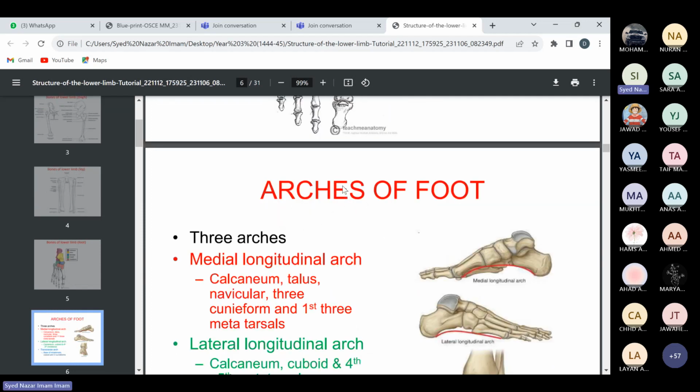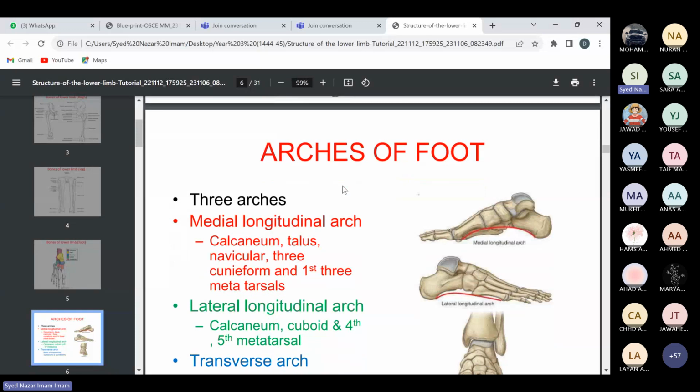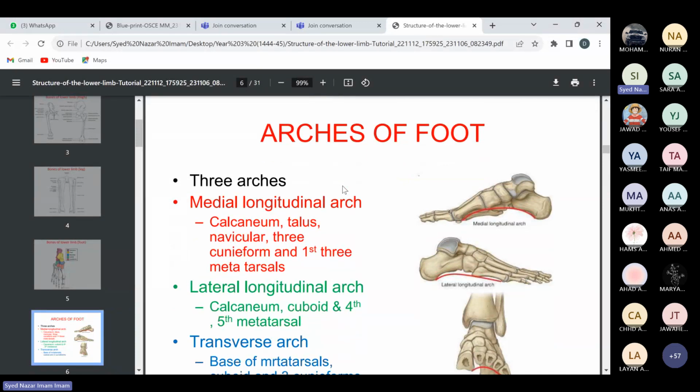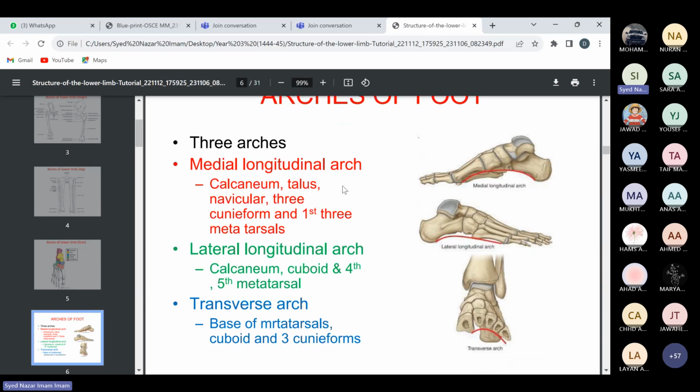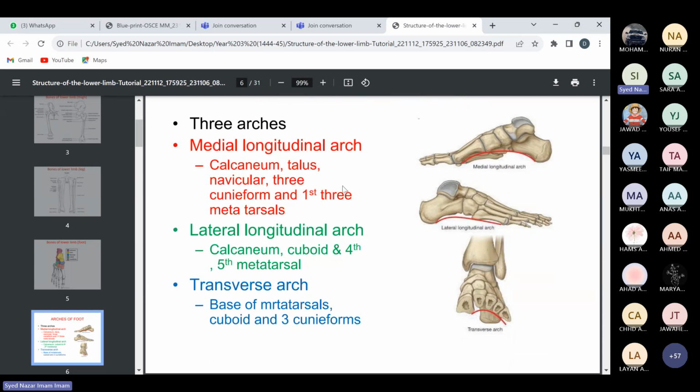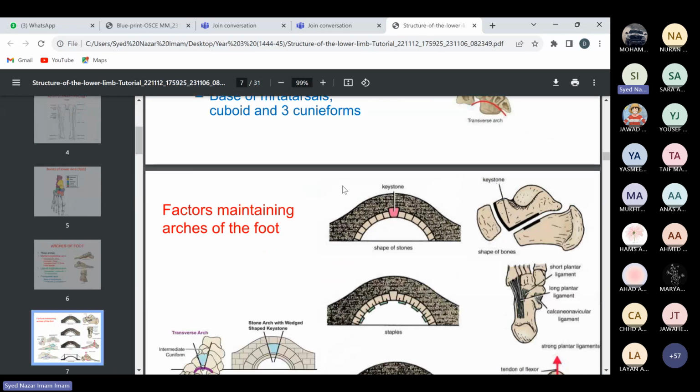Now, this you have already read. This is an important topic, arches of the foot. What are the arches we have? We have the medial longitudinal arch, lateral longitudinal arch, and transverse arch. How this arch is formed, I'll just focus on that point. Now, how is this arch formed?